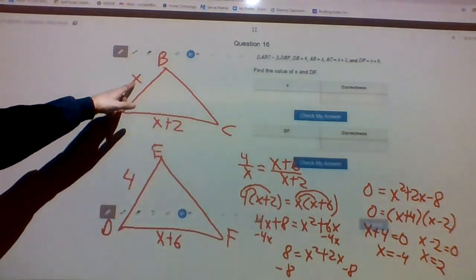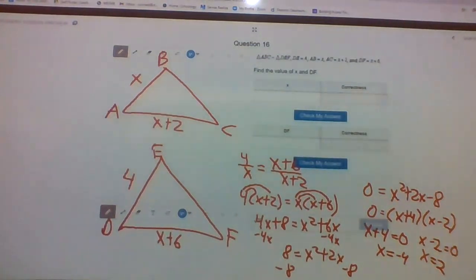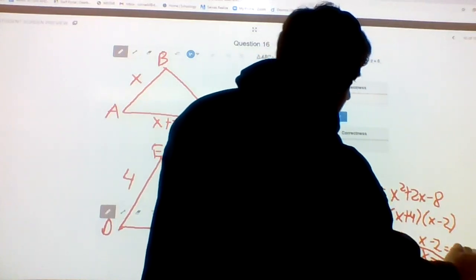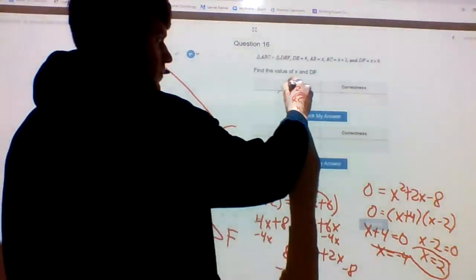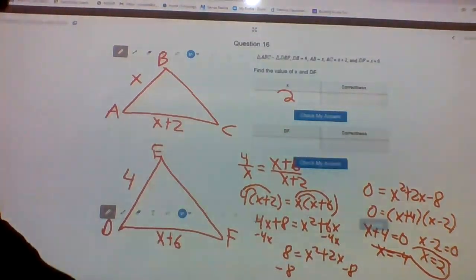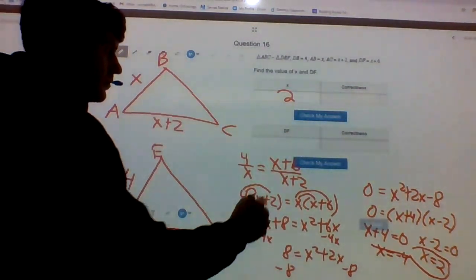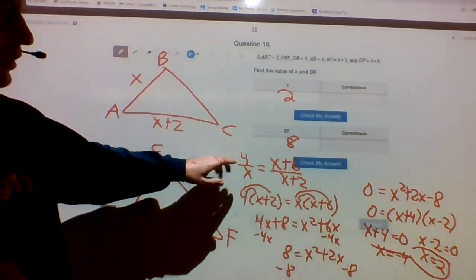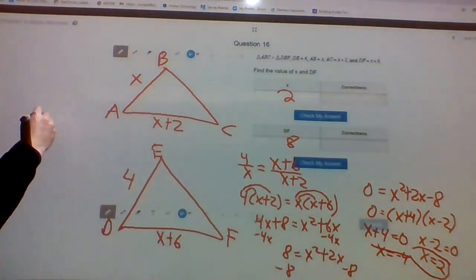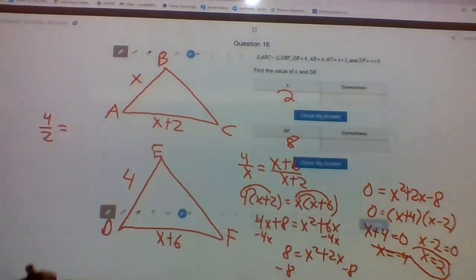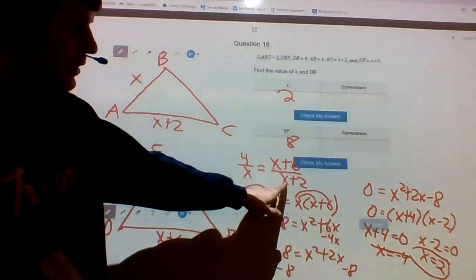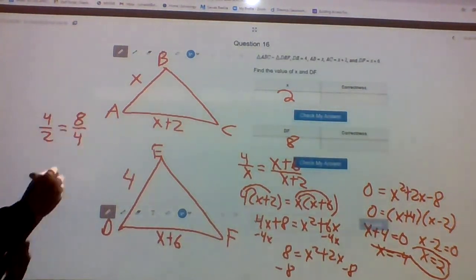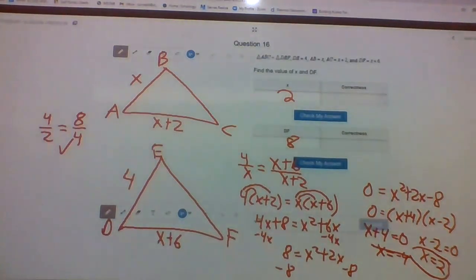Okay, the negative answer is not going to work. You can't have a negative side length. So negative 4 is not going to work. So x is going to be equal to 2, which means DF is going to be 2 plus 6, which is 8. If we go back and look at our original ratio here, you're going to have 4 over 2, which is 2, and 2 plus 6 is 8, 2 plus 2 is 4, and 8 over 4 is 2. So 2 equals 2.